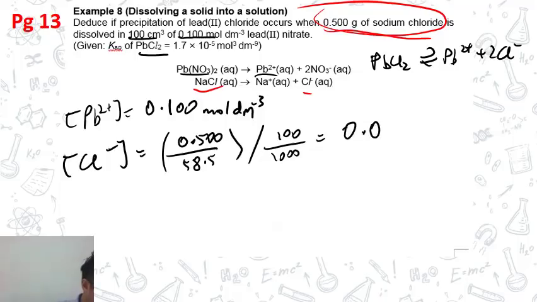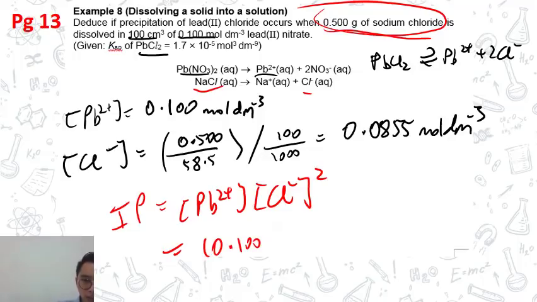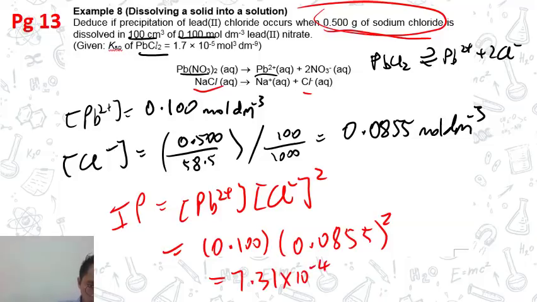Okay, if you put everything into your calculator, you should get this value. Let's find the IP. It's [Pb2+] multiplied by [Cr-] squared. Sub in your [Pb2+] as 0.100, and [Cr-] will be 0.0855. And square it. You'll get 7.31 times 10 power minus 4, mol cubed dm minus 9.